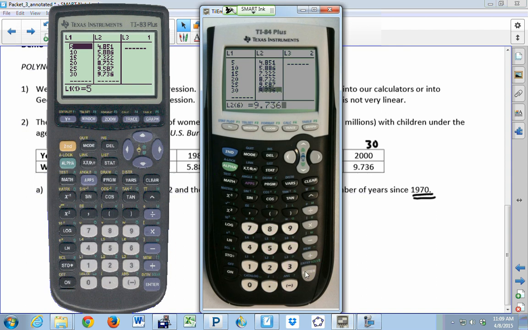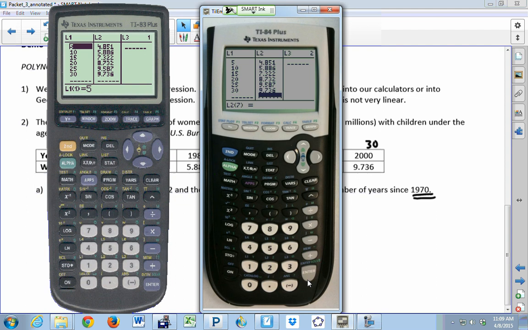9.736. Now you always want to make sure before you do any calculations that you have the same number of data values in each column, or else you're going to get an error and it's going to say dimension mismatch. So make sure you didn't skip anything, or you didn't put one extra number somewhere in one of the columns and it doesn't have a partner. For each value in L1, you have a corresponding value in L2. Okay. So this wasn't the hard part of regression, right? Most of you remember that you go to these lists and you put in your data.